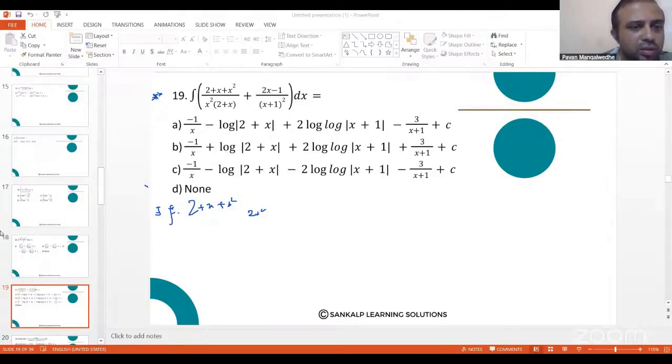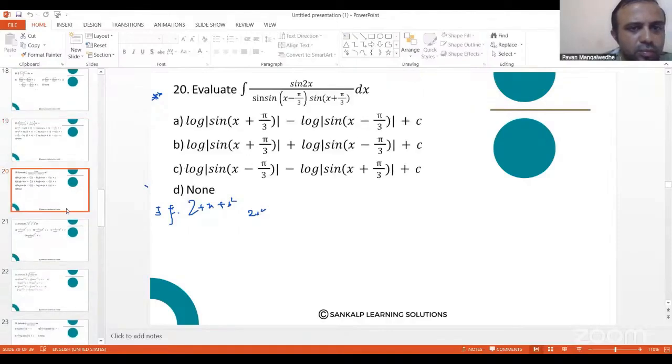Next one, it is question number 20. Okay, students, now try to solve this. Evaluate sine 2x upon sine of (x minus pi by 3) into sine of (x plus pi by 3). Try to solve this. Again, 1 minute time for you, then I will try to solve this.